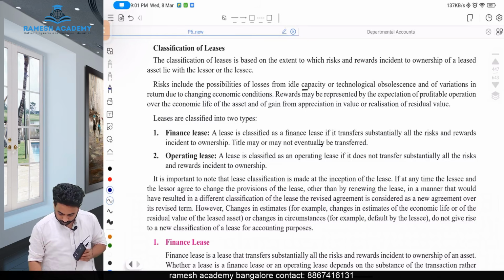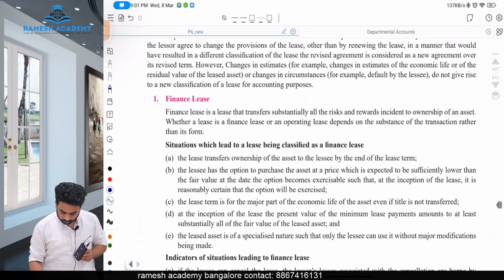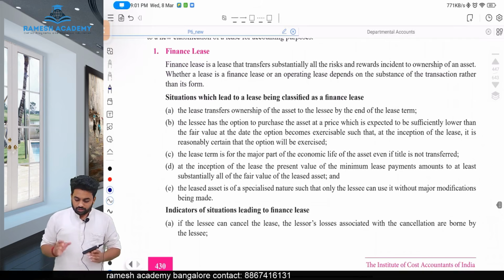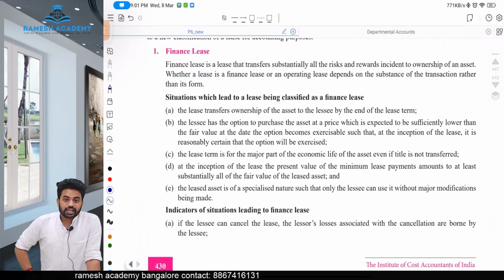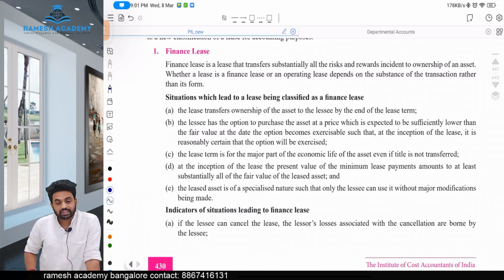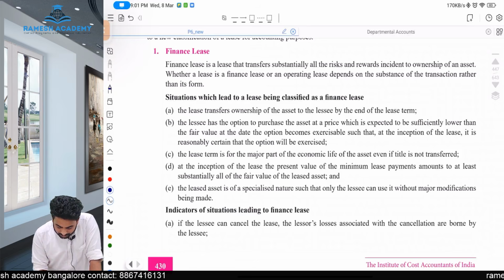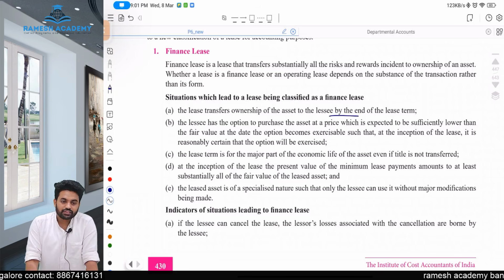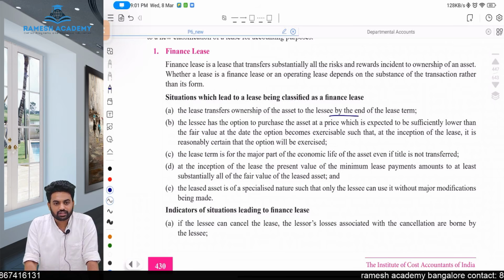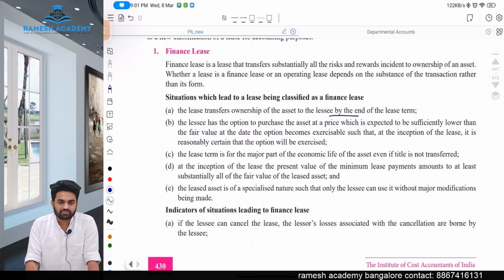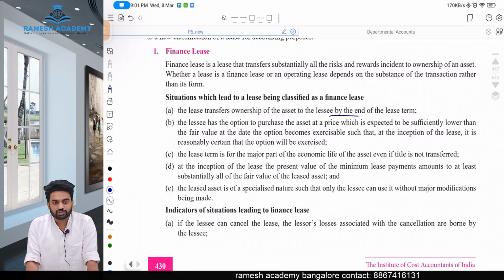Okay sir, fine. So when can you classify a lease as a finance lease? There are certain conditions. See, the lessor transfers ownership of the asset to the lessee by the end of the lease term. If the lessor agrees that at the end of the lease term, I am going to transfer you the ownership, that is, of course, a finance lease, no? Because at the end, finally the asset is getting transferred to the lessee.